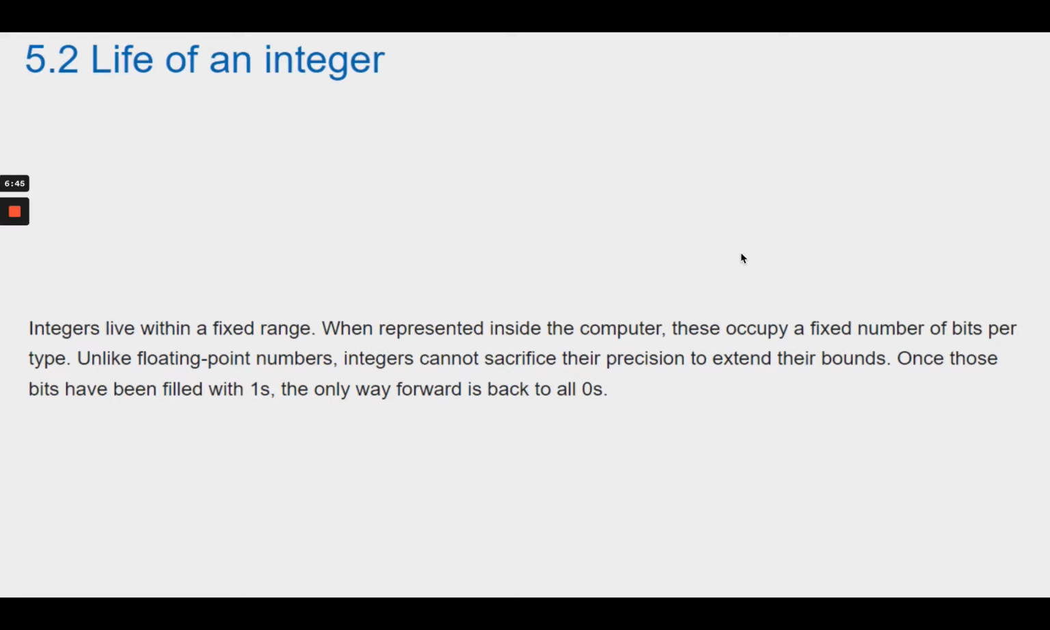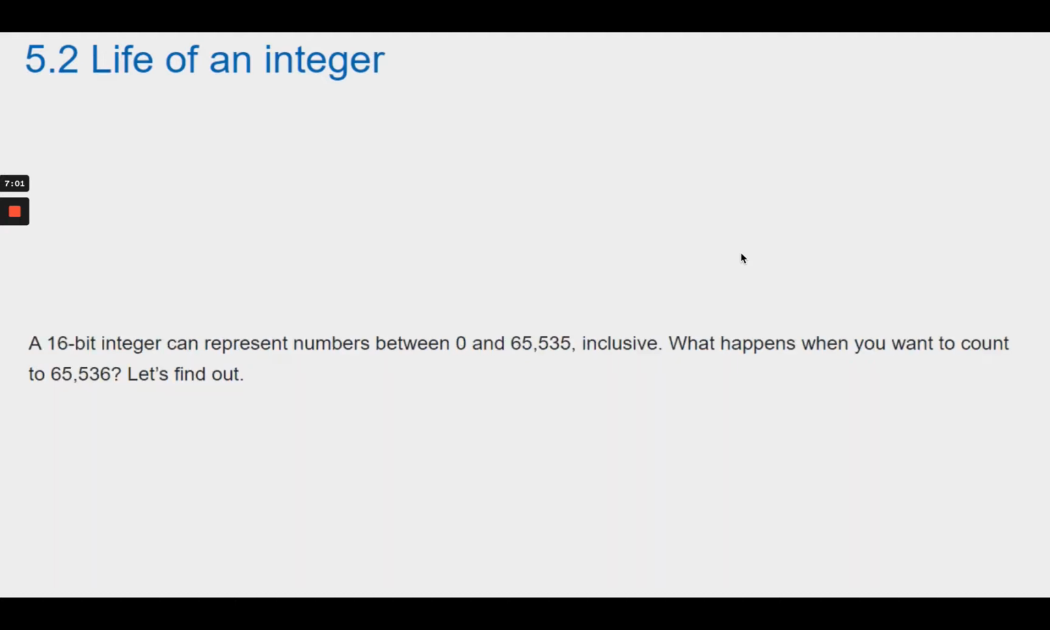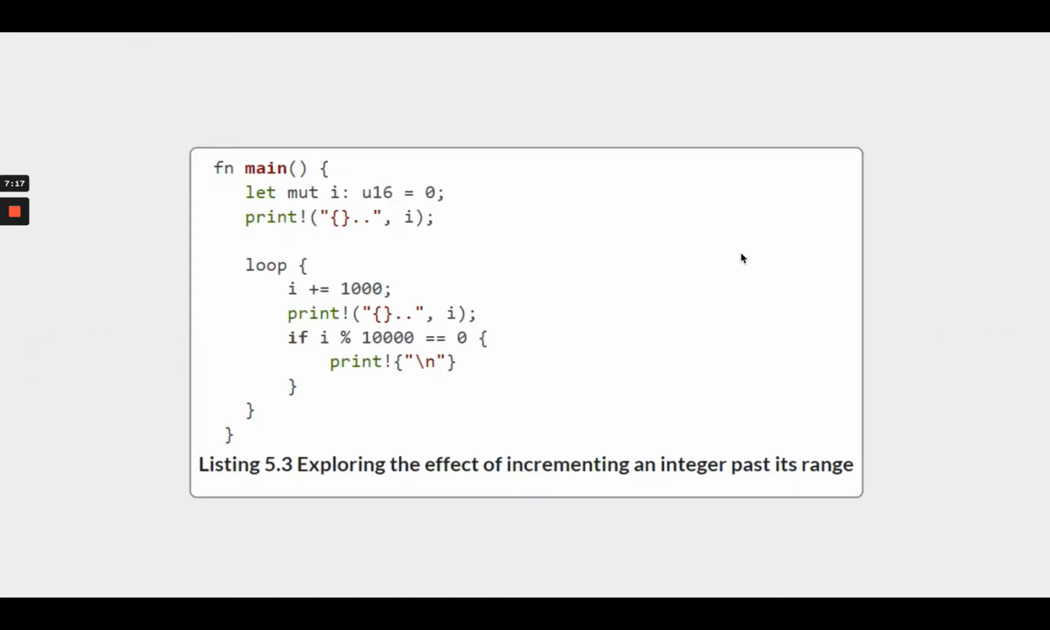Integers live within a fixed range. When represented inside the computer, these occupy a fixed number of bits per type. Unlike floating point numbers, integers cannot sacrifice their precision to extend their bounds. Once those bits have been filled with ones, the only way forward is back to all zeros. A 16-bit integer can represent numbers between 0 and 65,535 inclusive. What happens when you want to count to 65,536? Let's find out.